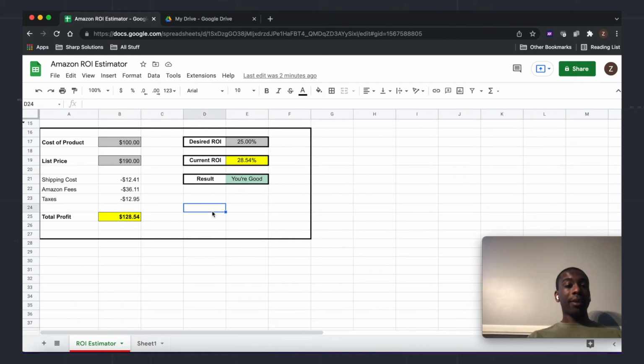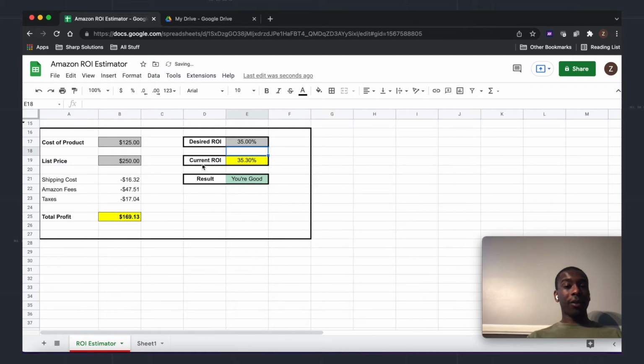Now, if I come down here and play with the numbers a little bit, just to show you how this dashboard works, let's say that the cost of the product is around $125 now. I can see that the result has changed. Let's say that we change this list price as well. So we've changed the cost of the product to $125, but let's say we can list this at around $250, so twice what we paid for it. I want a desired ROI of, I'll say, 35%.